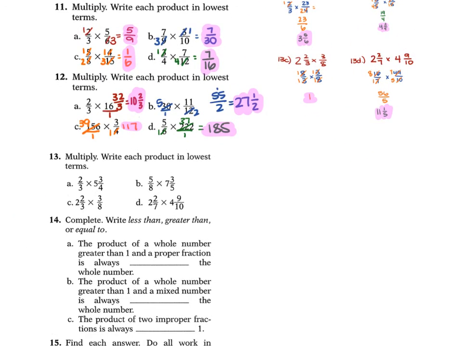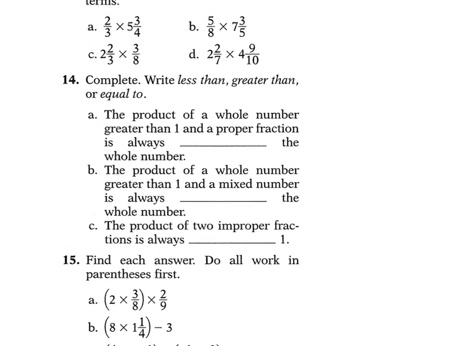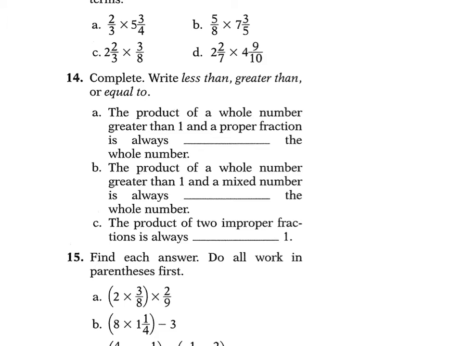For 14, it tells us to complete, write less than, greater than, or equal to. So A says the product of a whole number greater than 1 and a proper fraction is always what? The whole number. So the product of a whole number, let's say 3, and a proper fraction, so let's say 1/2. If we multiply these, that's 3 over 2, so 3 halves, and that's 1 1/2. So that's less than the whole number.